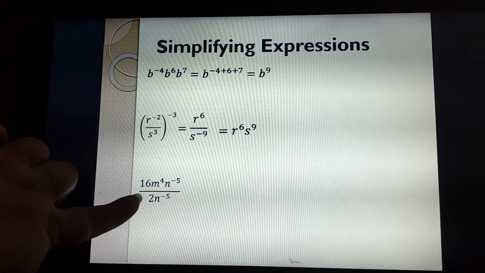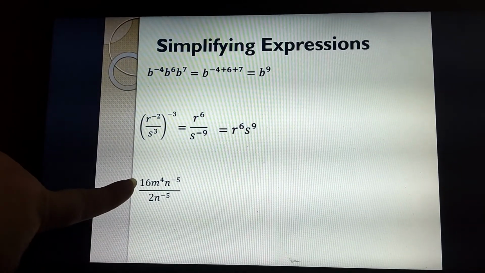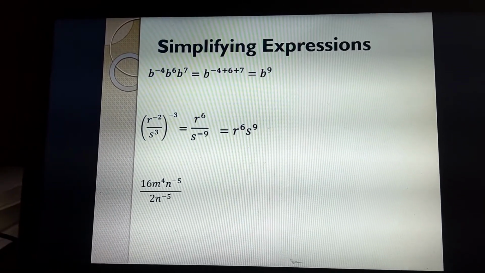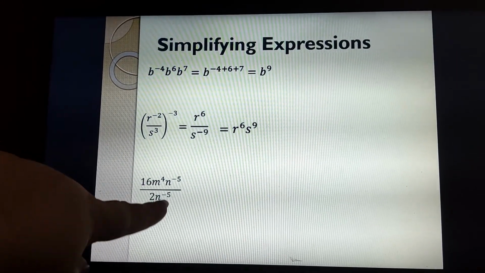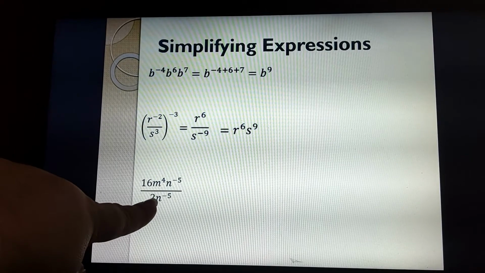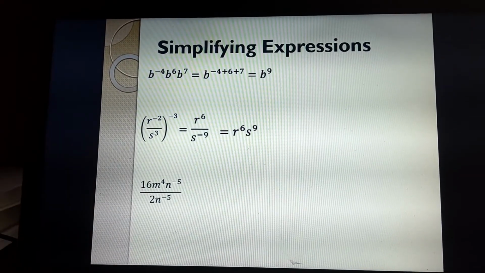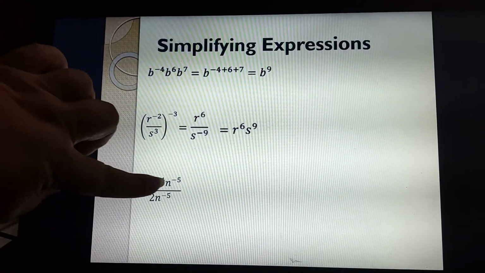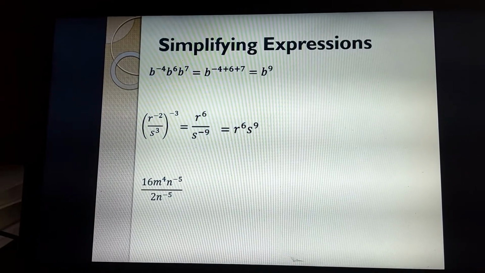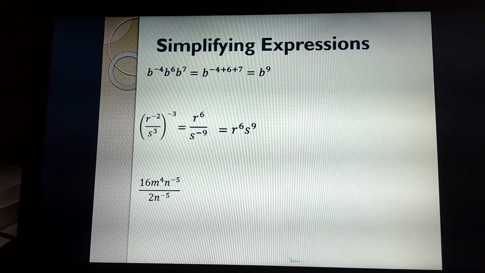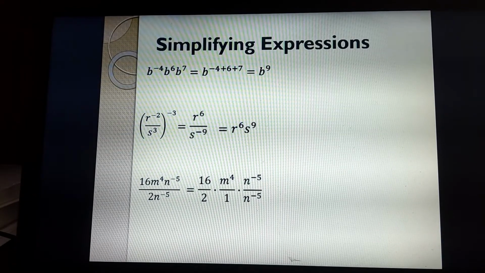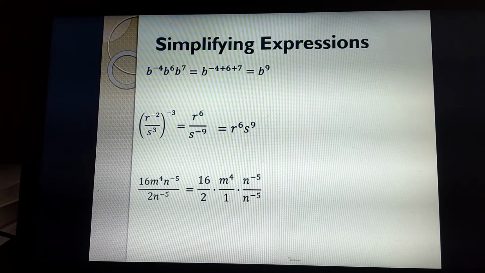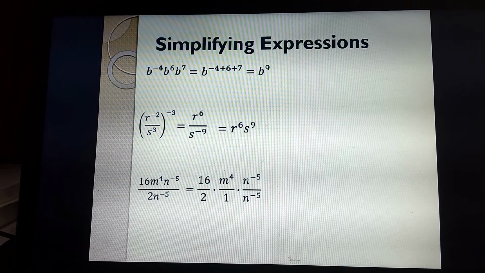On the bottom, what we're going to do is separate this. We're going to take the 16 and the 2. Those are whole numbers, so we're going to keep them together. I've got an m to the 4th on the top. I don't have any m's on the bottom, so that m to the 4th is all by itself. And then I've got an n to the -5 top and bottom. So I'm going to split it up like this. When there's no m to pair with it, I'm just going to put it over 1.